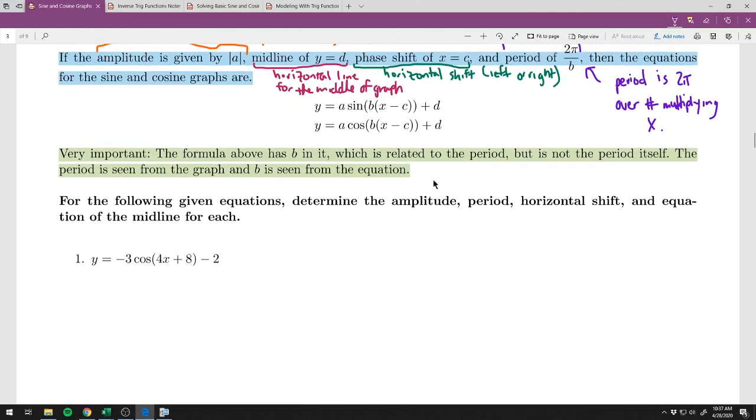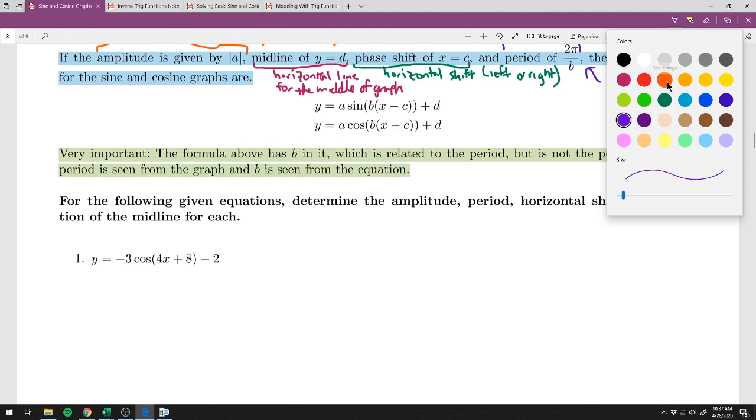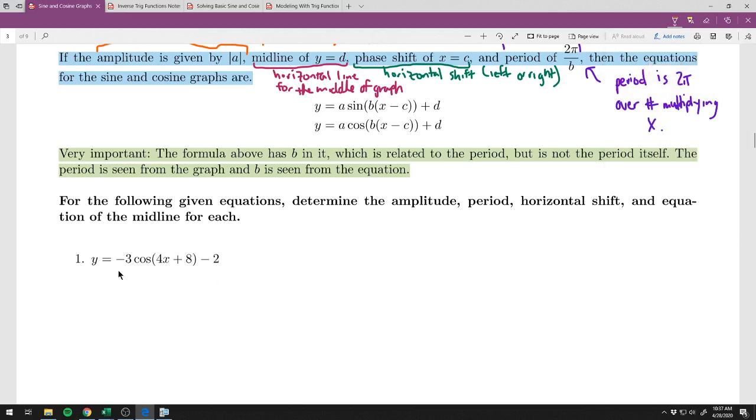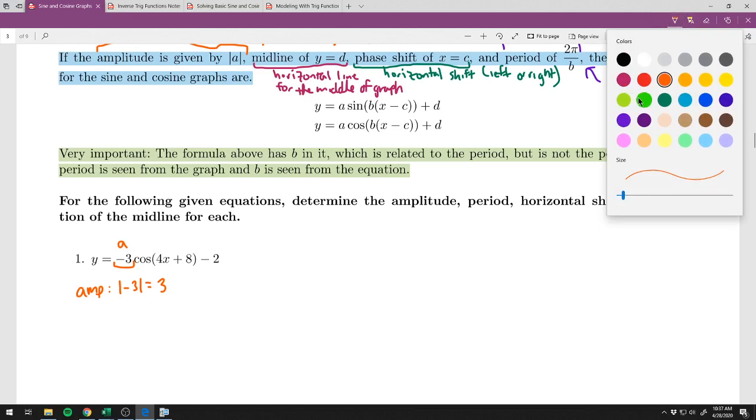So I'll keep this in view while we work the first one. It says, for the following equations, determine the amplitude, period, horizontal shift, and equation of the midline for each. So the amplitude is given by the absolute value of A, the number in front. So the amplitude is the absolute value of negative 3, which is 3. But it is not right at all if you say negative 3. It has to be a positive number. If you put negative 3, that means you're not doing the whole thing.